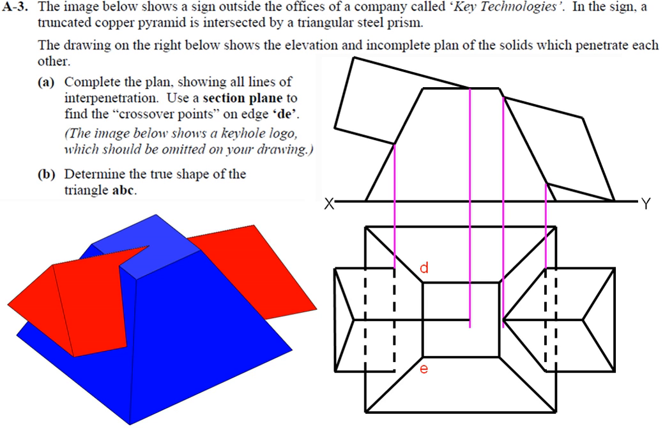To get the crossover points, we use a section plane. We can use an infinite number of section planes here that go through edge DE. And just to prove that, we're going to solve this question 5 different ways.